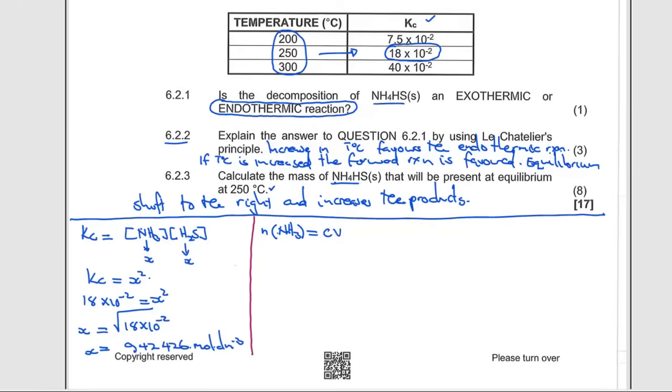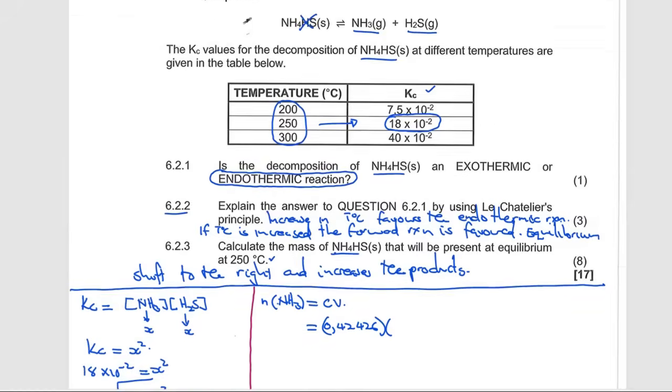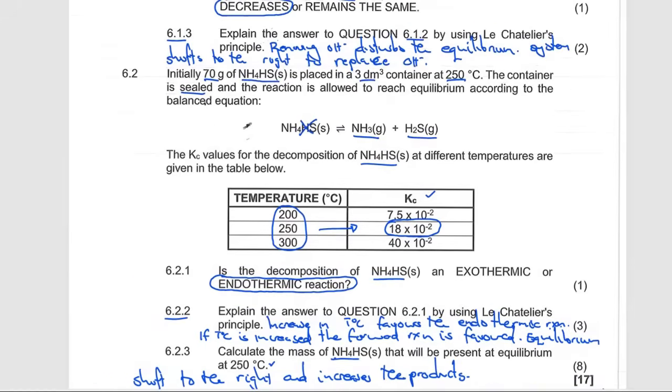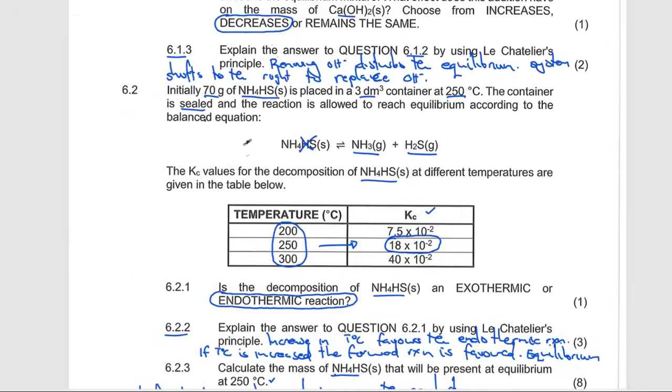So I'm going to say CV there, which is our concentration multiplied by our volume, right? So what do we have there in terms of this? We have got our concentration. I'm going to take that concentration that you calculated there, 0.4242, then multiplied by the volume, right? So what is our volume there? The volume is given as a value of 3 there, right? Let me just confirm, in a 3 dm cube container.